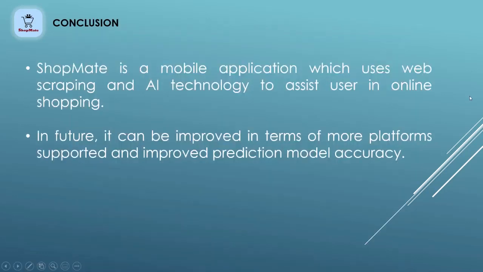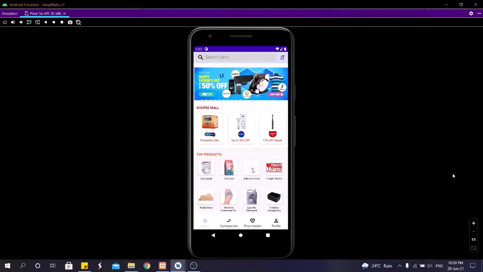Next, conclusion. So, ShopMate is a mobile application which uses web scraping and AI technology to assist users in online shopping. In future, it can be improved in terms of more platforms supported and improved prediction model accuracy. So that's all my slide presentation. Thank you. Now I will demonstrate how the ShopMate application works.